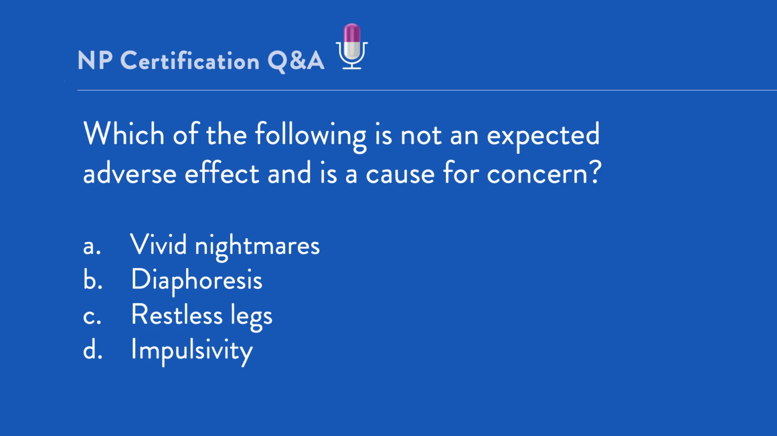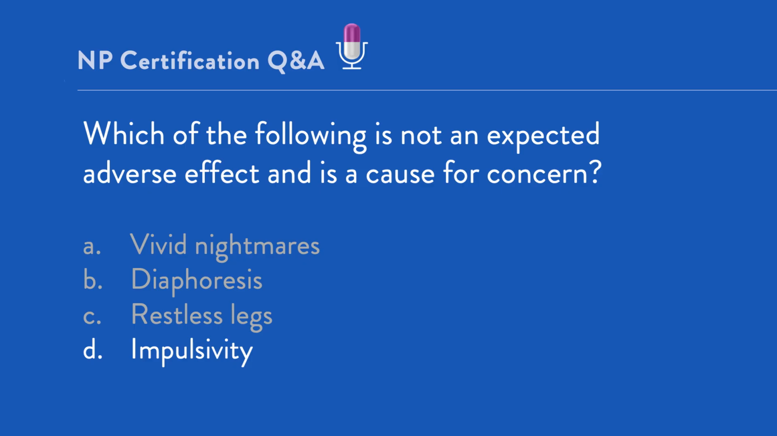And so you definitely want to be able to differentiate the normal, expected, non-concerning adverse effects that require primarily reassurance. Sometimes perhaps you lower the dose a little bit, but primarily it's about reassurance. And other times there are adverse effects that really should raise the red flag for you, and you know that it's time to stop this medication. So in the setting of fluoxetine for a 12-year-old, which one of these is a cause for concern? And the answer is D, impulsivity.